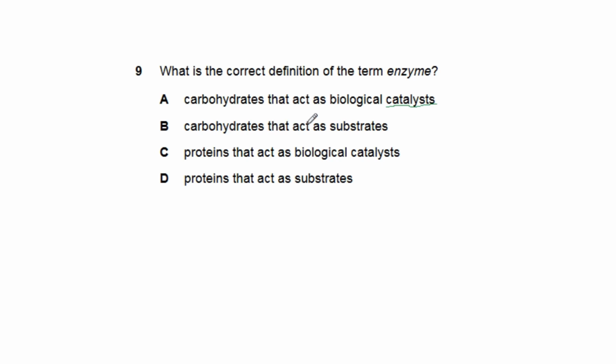Then they say B, carbohydrates that act as substrates. Yes, carbohydrates can be substrates for the enzyme, but that doesn't make them the enzyme. So it can't be B either. Then it says in C, proteins, okay, now we're getting somewhere, that act as a biological catalyst. That is our definition of the enzyme, so it is C. But also in D, they say protein that acts as substrate. Yes, proteins can act as a substrate for the enzyme, but that doesn't make them the enzyme. So our only correct answer here will be C.